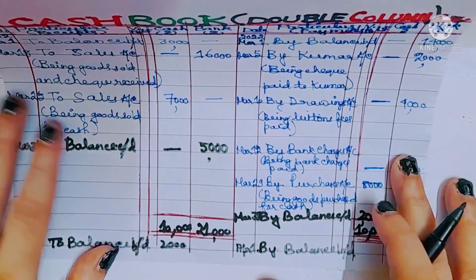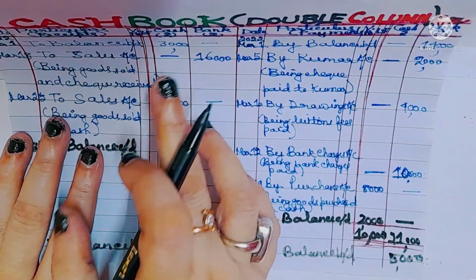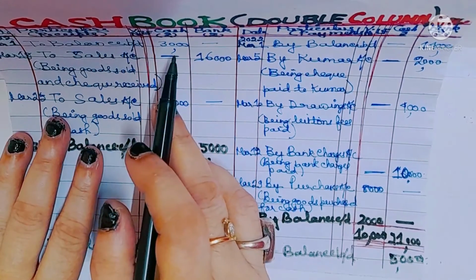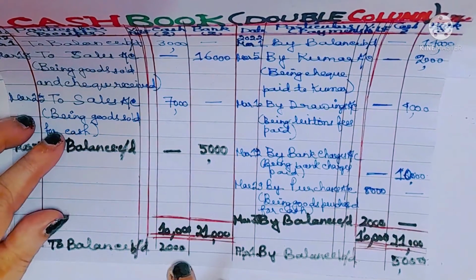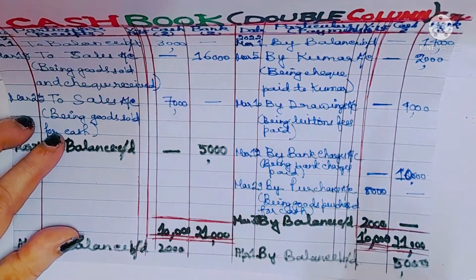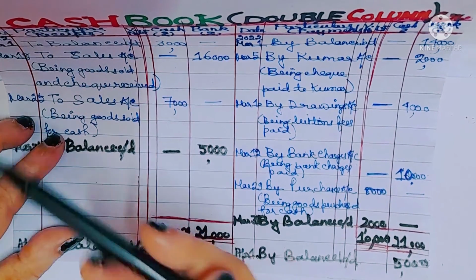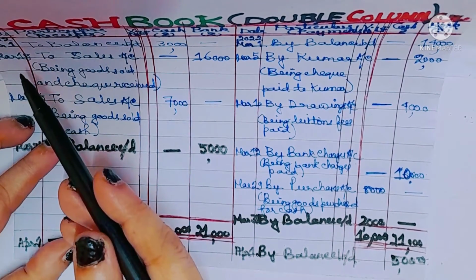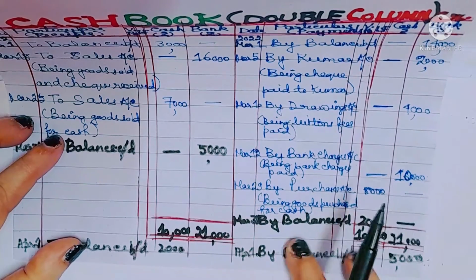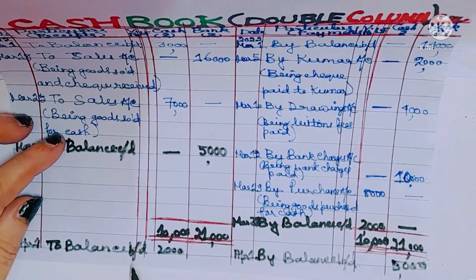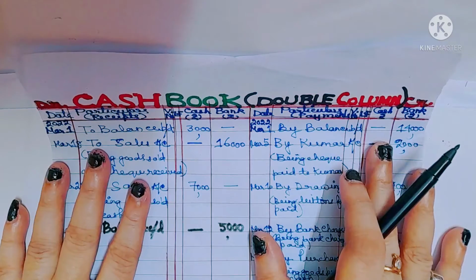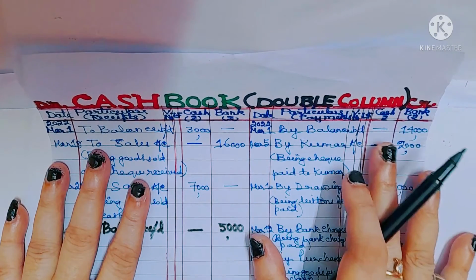Understood? Okay, see to balance BD, যেরকম আমরা মার্চে করেছিলাম 3,000, ওই একই জিনিস to balance BD 2,000. Understood? Closing balance of February is the opening balance of March. Similarly, the closing balance of March will be the opening balance of April. Okay? So I hope you understood.